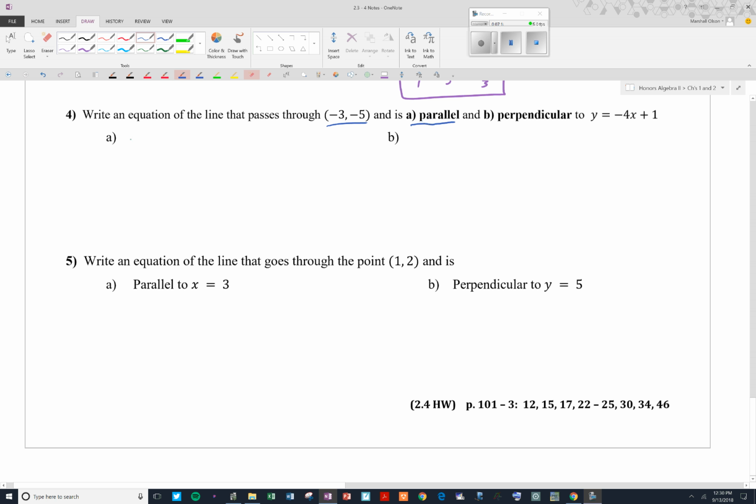Okay, so we know that our slope is going to be the same as that line, so negative 4. We can just go right into point slope form. Y plus 5, because it's y minus negative 5, equals negative 4 times x minus negative 3. And then we distribute. Careful with that distribution, with that negative. And then we're going to subtract 5 from both sides and have negative 4x minus 17.